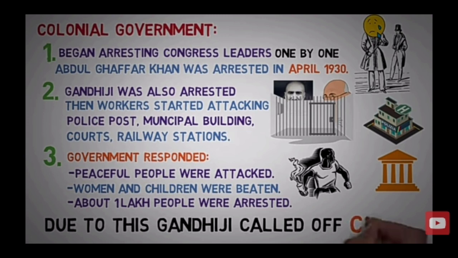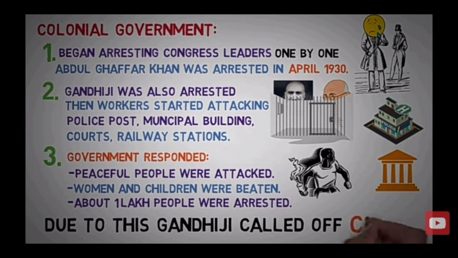The civil disobedience movement became popular all over India. And what happened at that time? The British began to arrest the Congress leaders one by one. Even they arrested Khan Abdul Ghaffar Khan, who was known as the Frontier Gandhi. Even Gandhi was also arrested by the British.